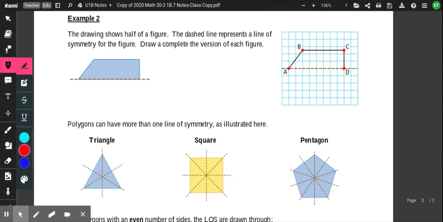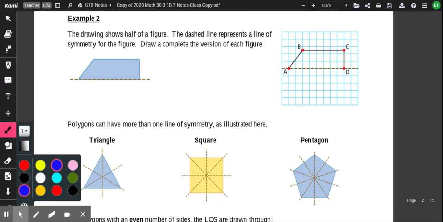So it says the drawing shows half of a diagram of a figure. It says the dashed line represents a line of symmetry, or that's the fold line. So we want to complete the drawing. How do we do that? What do you think you have to do to complete that drawing? What did we learn about reflections yesterday? When we have a reflection line, how do we know how far away to put it?